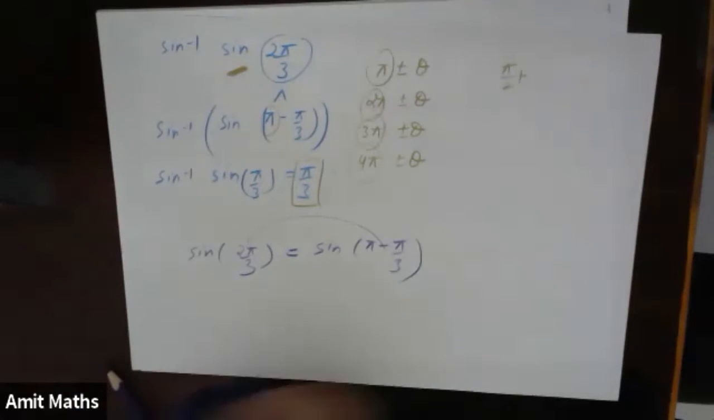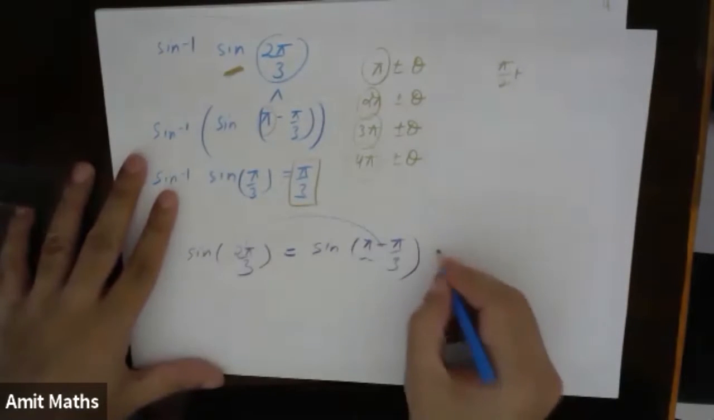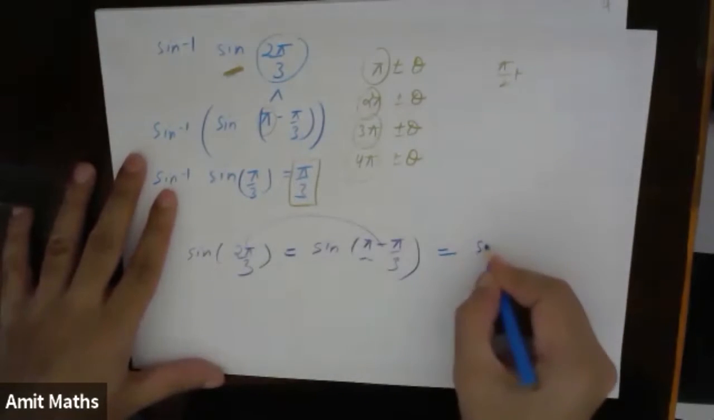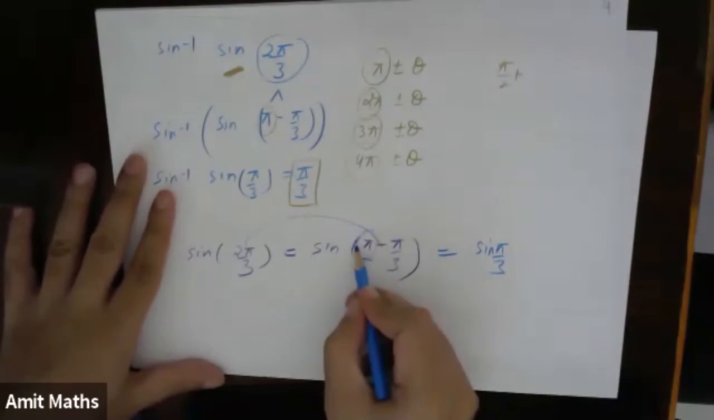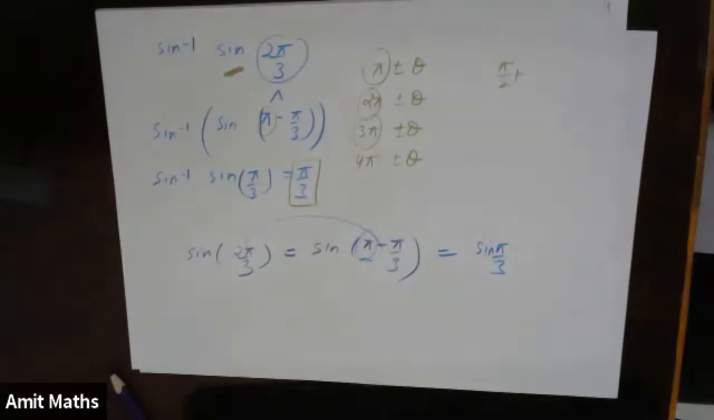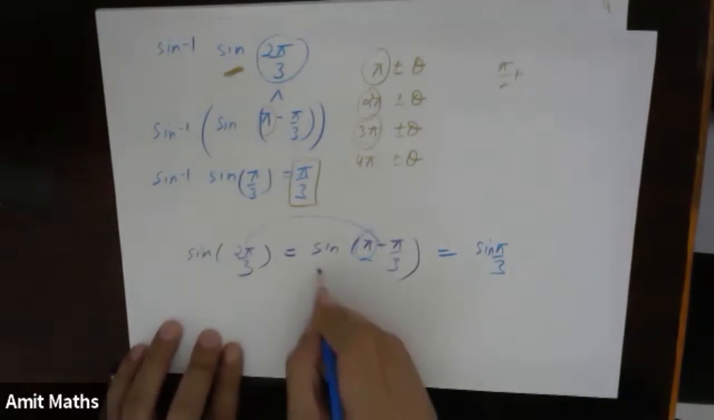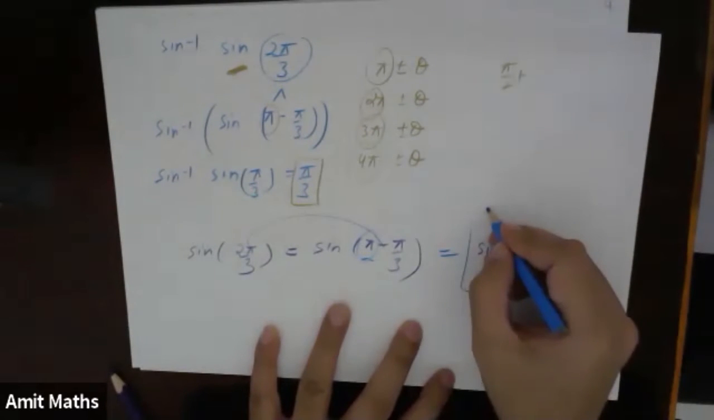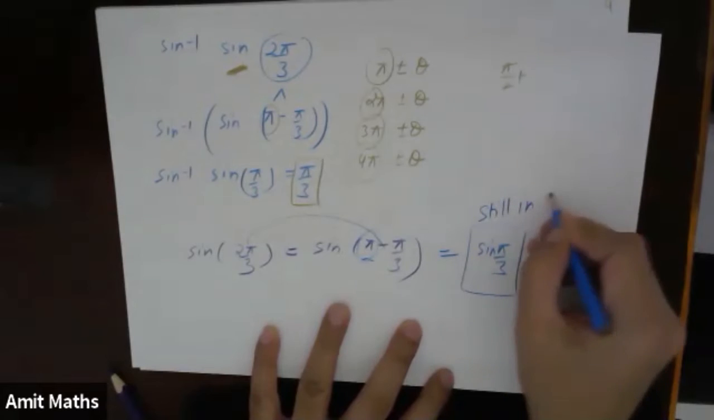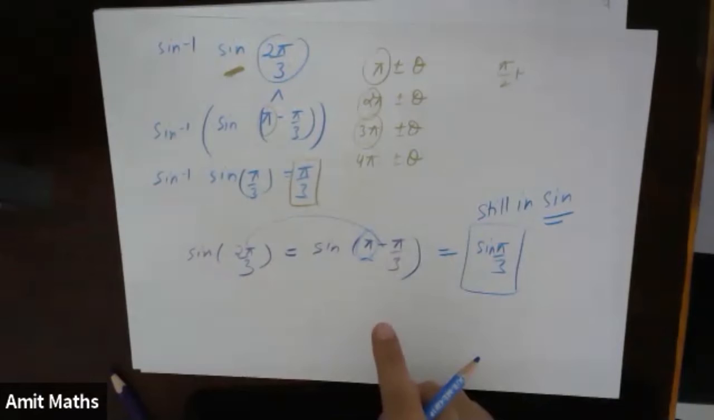Now see, what is the use of keeping it in pi? First thing, when I write this, it will become sine of pi by 3. Why am I using pi only? Why am I not using pi by 2, or pi by 6, or any angle like that? Because the sine ratio will still remain sine ratio. So the first thing I have accomplished is that it is still in sine. It will not change into cos with pi minus something. Understood, right?